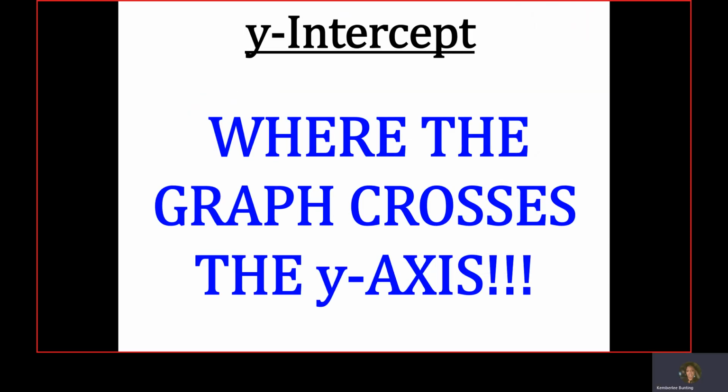Let's talk about the y-intercept. The y-intercept, young people, is where the graph naturally crosses the what? The y-axis. Write this down, please. Please write this down. Please and thank you.